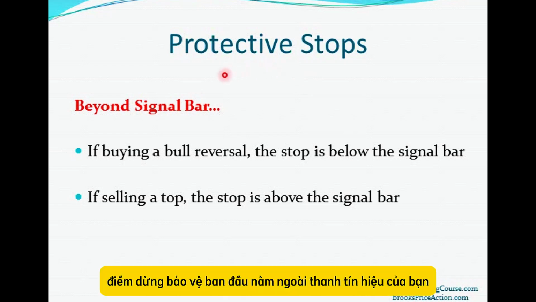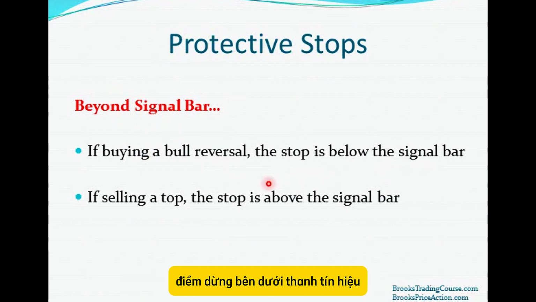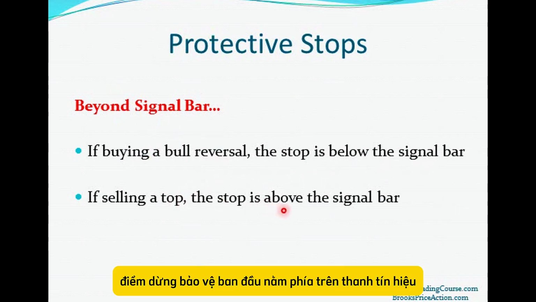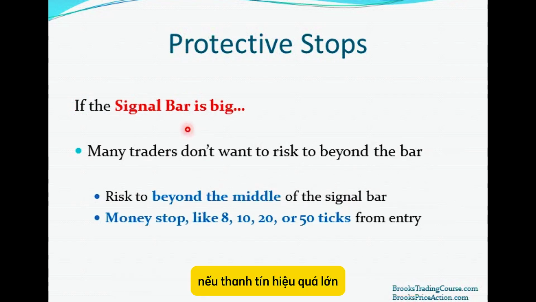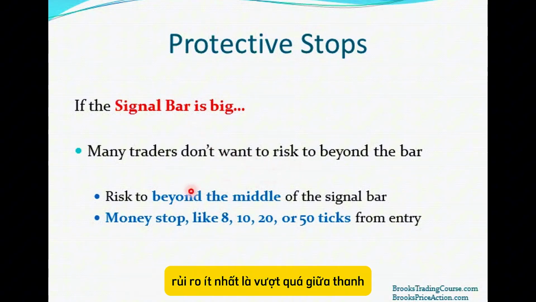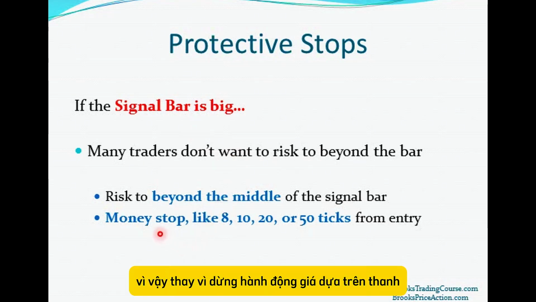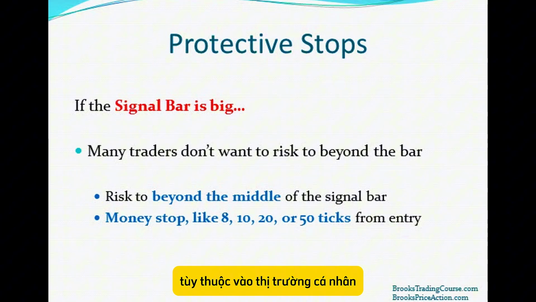The initial protective stop is beyond your signal bar. So if you're buying a bull reversal, the stop is below the signal bar. If you're selling a top, the initial protective stop is above the signal bar. If the signal bar is too big and you don't want to risk all the way to beyond the bar, risk to at least beyond the middle of the bar. You can also risk a money stop. So instead of a price action stop based upon the bar, you can risk a fixed number of ticks, like 8 ticks or 10 ticks or 20 ticks or 50 ticks from your original entry price, depending on the individual market.